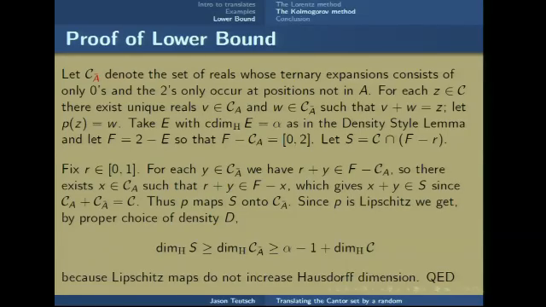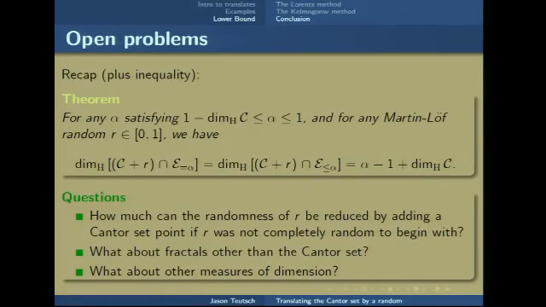Since I'm getting close to the end here, I'm going to skip this proof and look at some open problems for a minute. This was just a restatement of the main theorem. If you take a translation of the Cantor set and intersect it with points of constructive dimension alpha, or less than or equal to alpha, the dimension is alpha minus 1 plus log 2 over log 3.